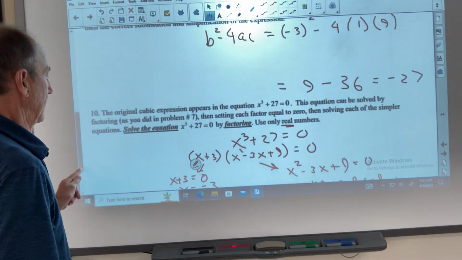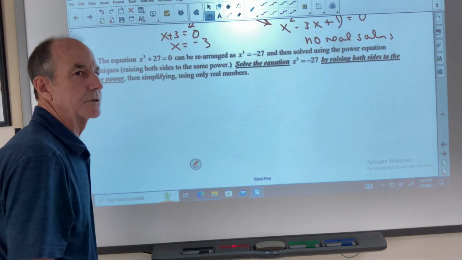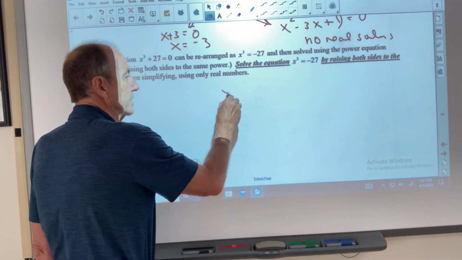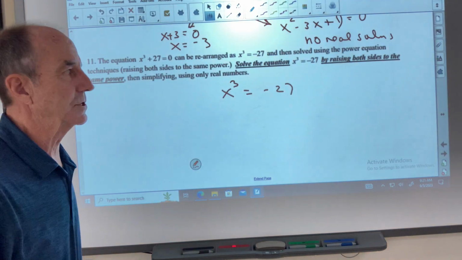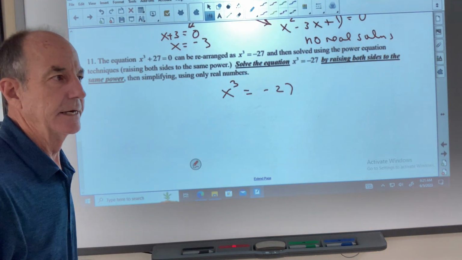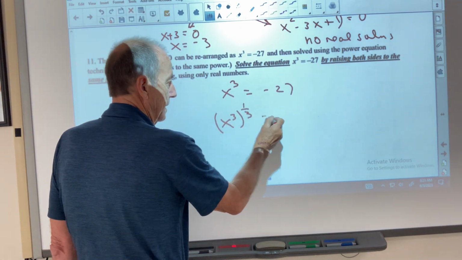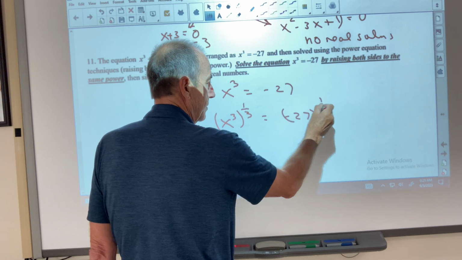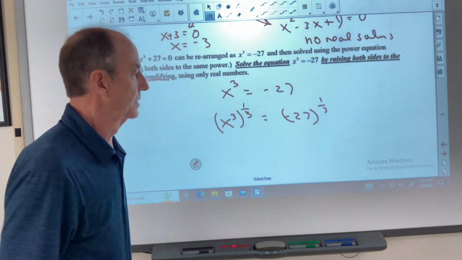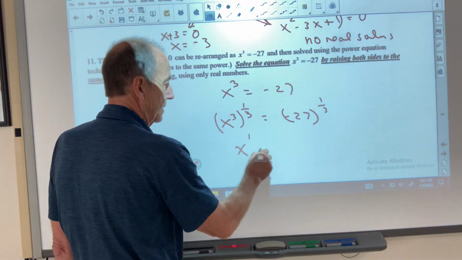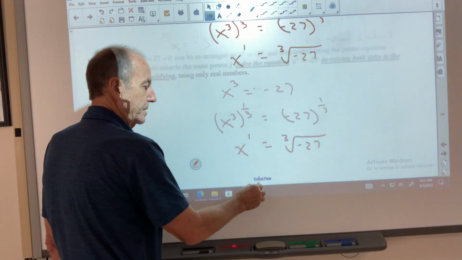Okay? And the last problem here was again dealing with this equation, x cubed plus 27 is 0. We rearrange it as x cubed is equal to minus 27, and then solve it as a power equation by raising both sides to the same power, right? So we should use the reciprocal power, which would be 1/3, and then negative 27 to the 1/3. Simplify, again, using real numbers. So this is simply x to the first. This is the cube root of negative 27, and the cube root of negative 27 is negative 3.